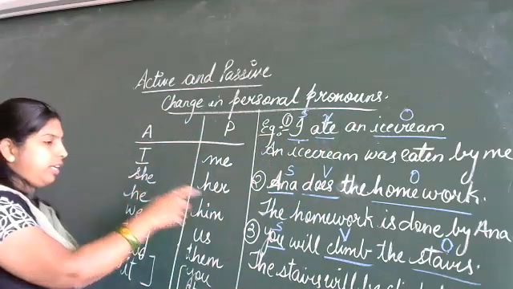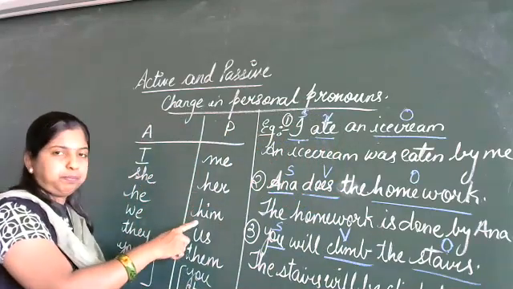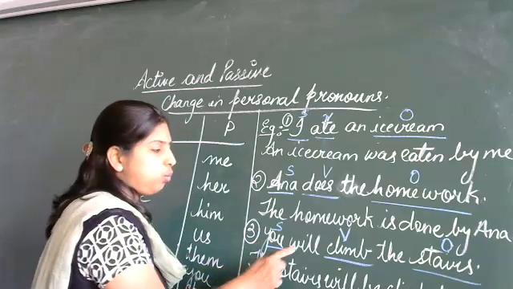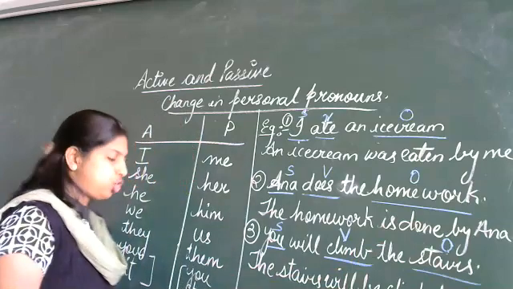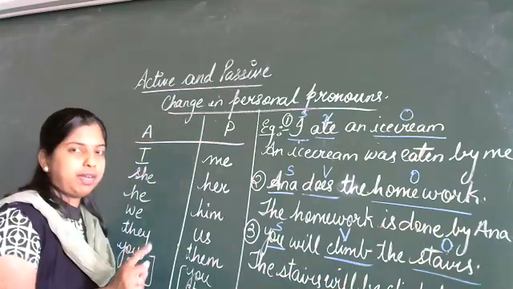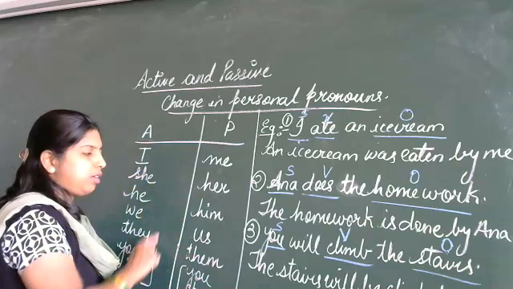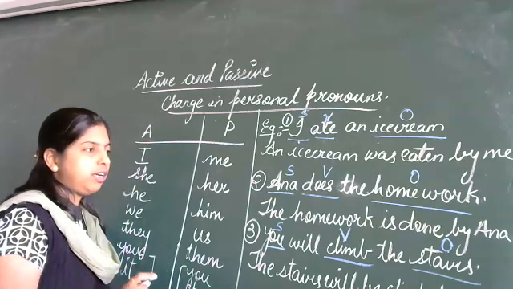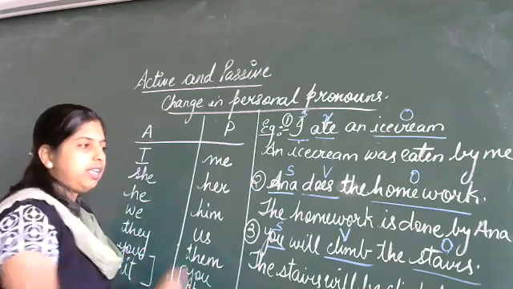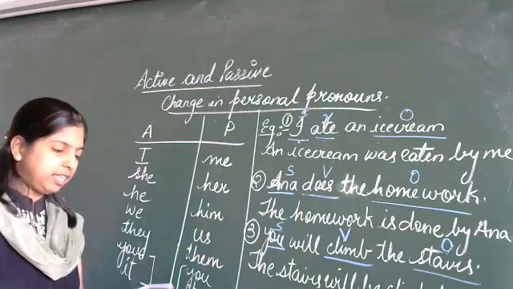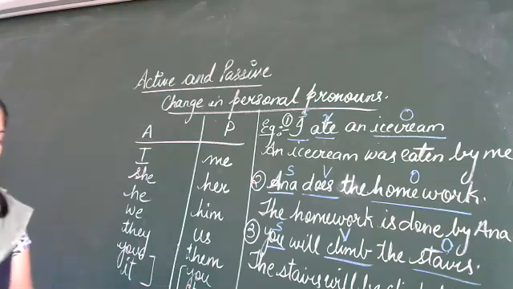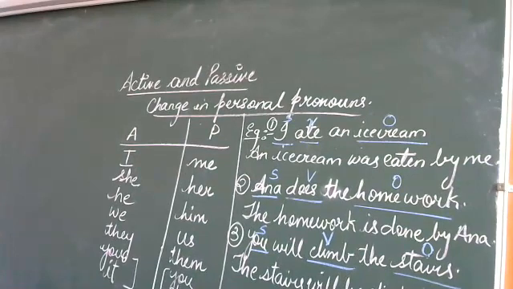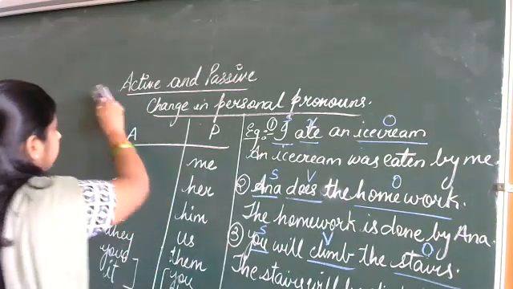If it was he or she, you could have changed it with her and him. But here it is you. You will climb the stairs. The stairs will be climbed by you. There is no change in you and it. Keep it in mind, children. Only these personal pronouns change. Clear? Is this clear? Any difficulty in this? No, ma'am. Shall we proceed with present continuous now? Yes, ma'am. Okay.